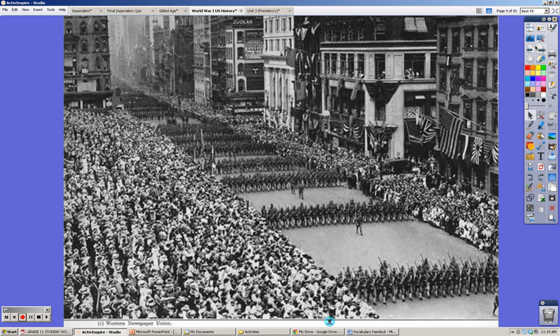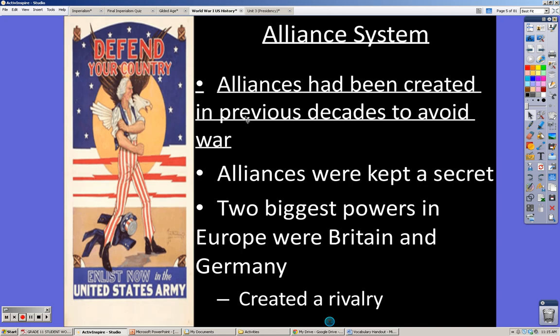Here's a picture of a military parade. This is in the United States back during World War One, and just shows like the strength of our military, how many people we have, and then all these people are coming out to support the military. Really cool event.